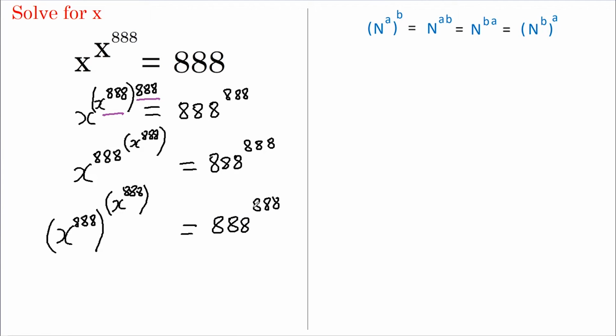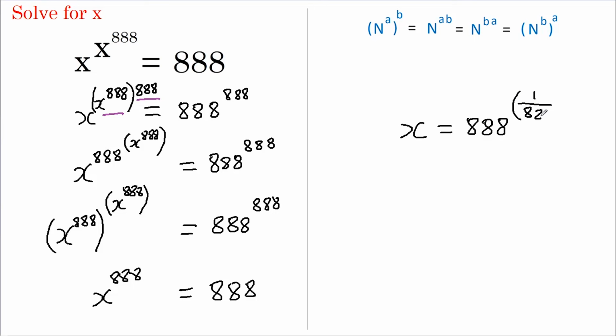The only way that this can actually be true is if x to the power of 888 equals 888. So x to the power of 888 must equal 888. Therefore x is simply 888 raised to the power of 1 over 888. And we got that by taking the 888th root of both sides. Did you get it?